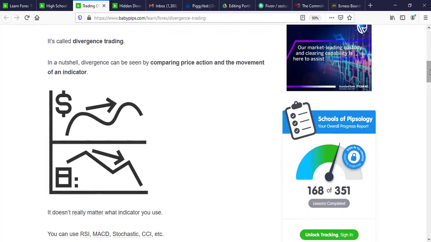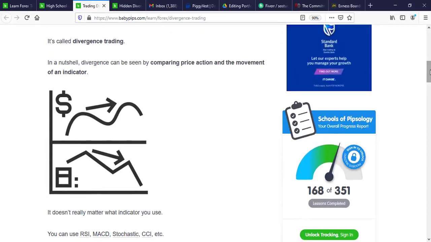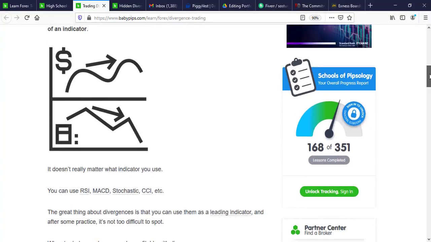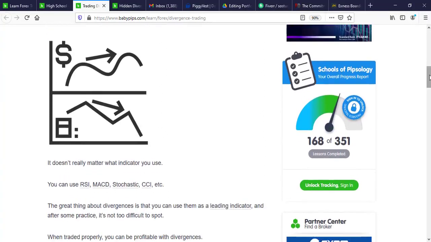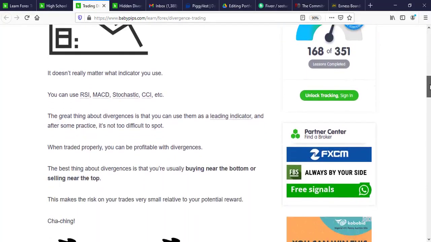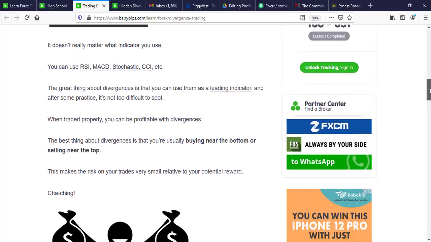In a nutshell, divergences can be seen by comparing price action and the movement of an indicator. With this picture here, you see the first diagram at the top is the price action on your chart, and the next diagram at the bottom is the indicator. You can use whatever indicator you want to use: the relative strength index, the RSI, the moving average convergence divergence, the MACD, the stochastic, and the CCI indicator. The great thing about trading divergences is that you can use them as a leading indicator, and after some practice it's not difficult to spot with your eyes.